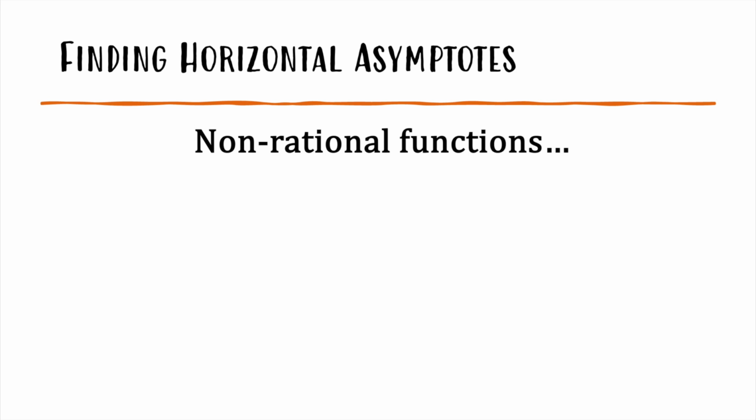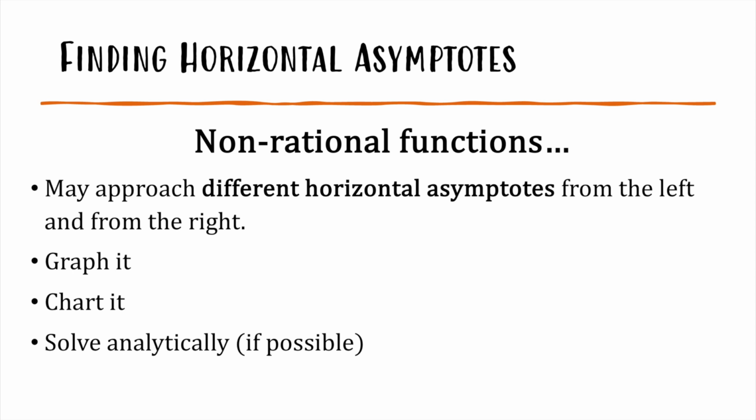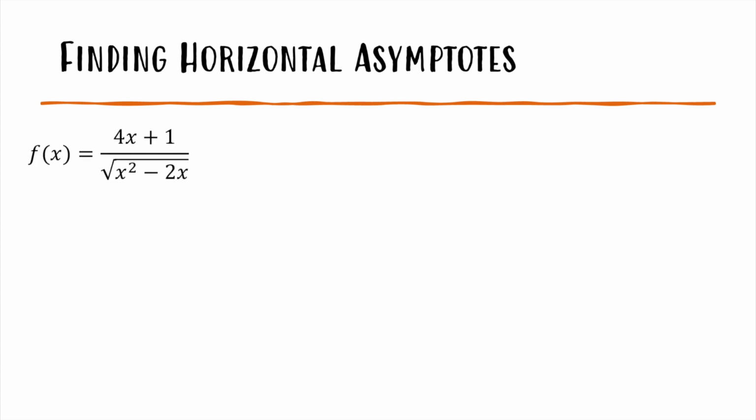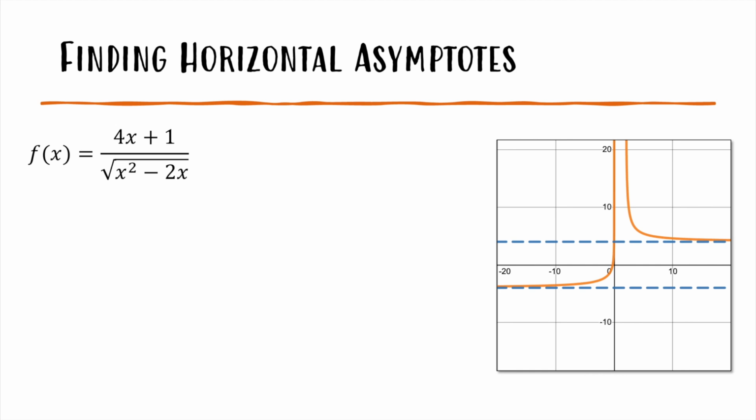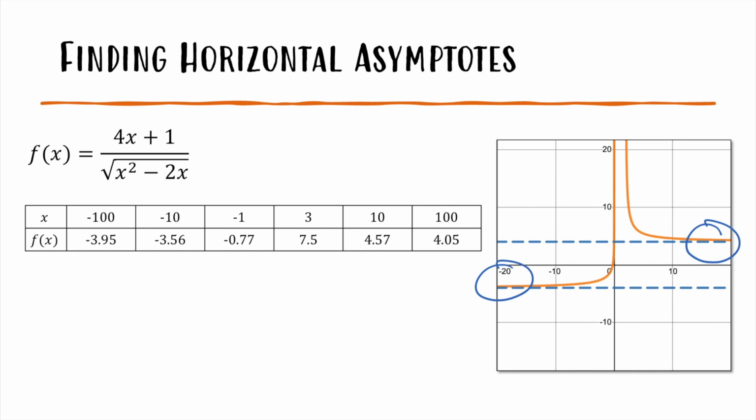What about non-rational functions? Those are a bit trickier. So you can approach different horizontal asymptotes from the left and from the right. You could graph it. You could chart it. If possible, you could solve analytically. So let's see a couple of those. Okay. See, it gets tricky with that radical there. Here's the graph of the function. So you can see just from the graph, there's the end behavior to the right and to the left. Where is it actually going, though? It's hard to tell, but you can make yourself a table.